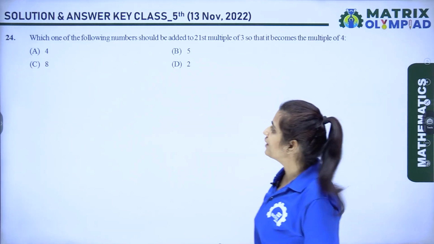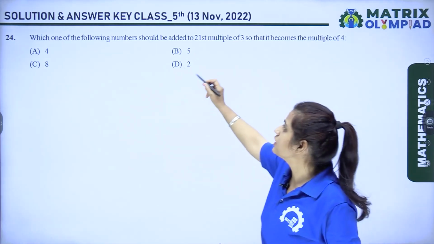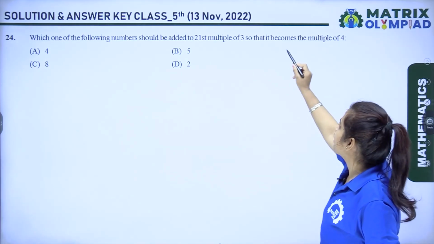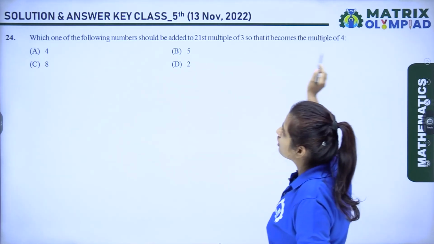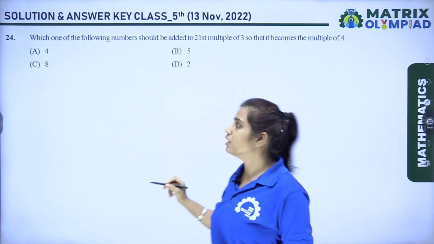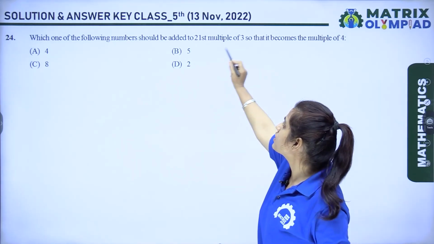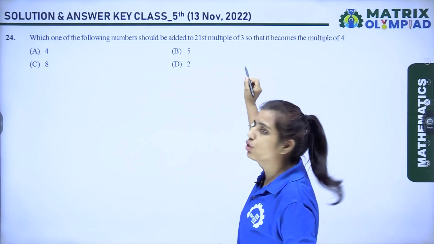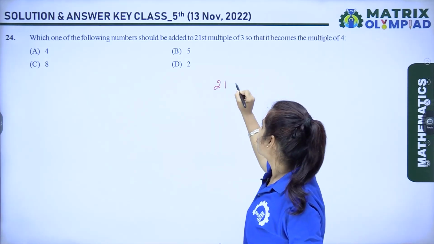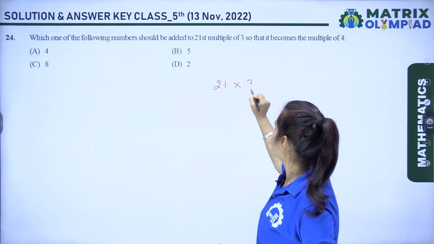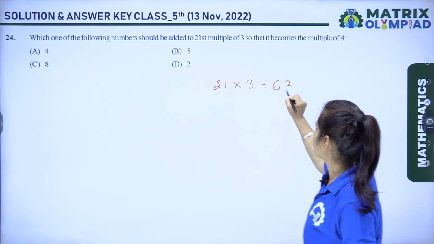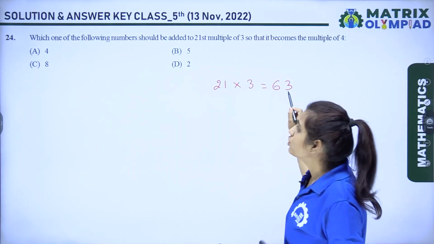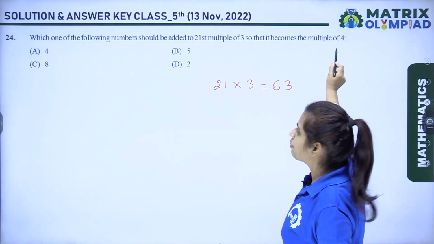Now the next question is, which one of the following numbers should be added to 21st multiple of 3 so that it becomes the multiple of 4? Now we have to find out a number which should be added to 21st multiple of 3. First we have to find out what is the 21st multiple of 3. So 21 times 3 is equal to 63. We have to add a number to 63 so that it will become the multiple of 4.